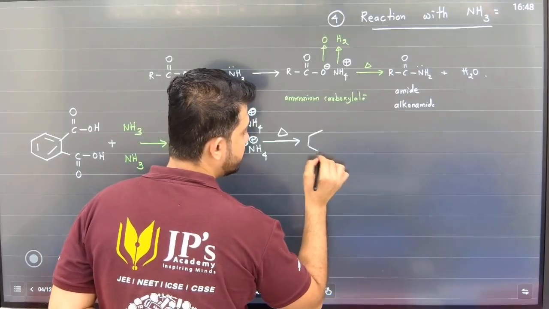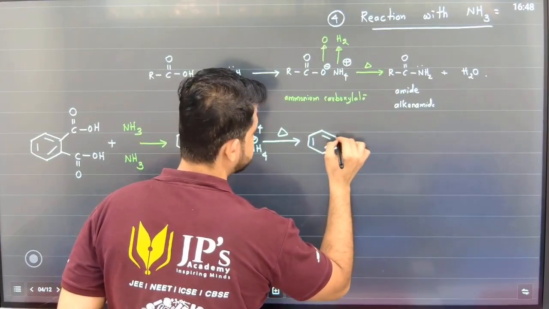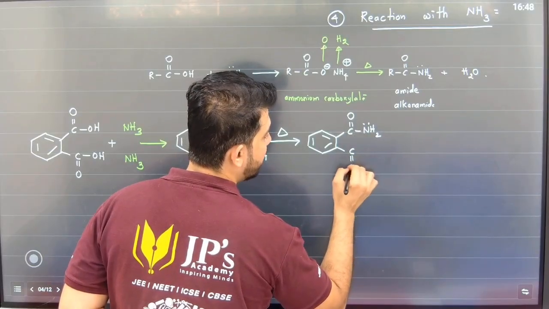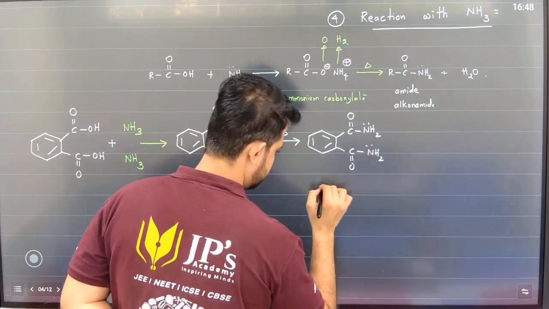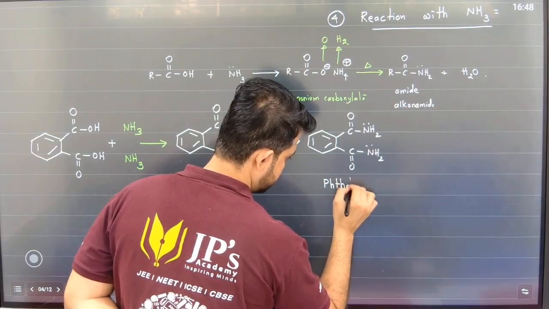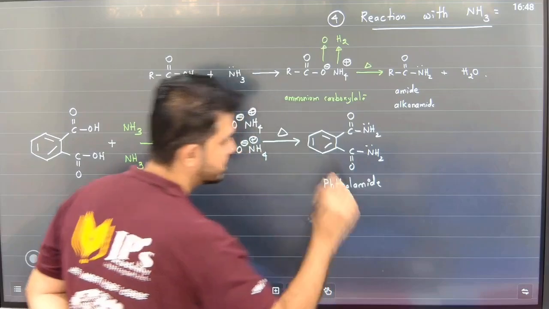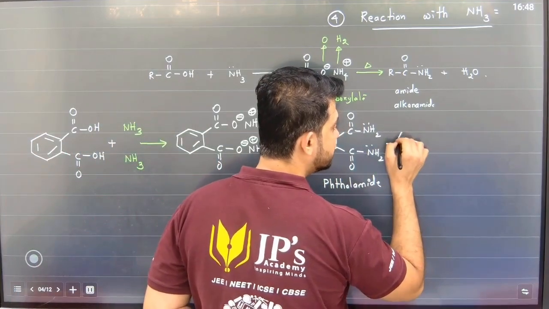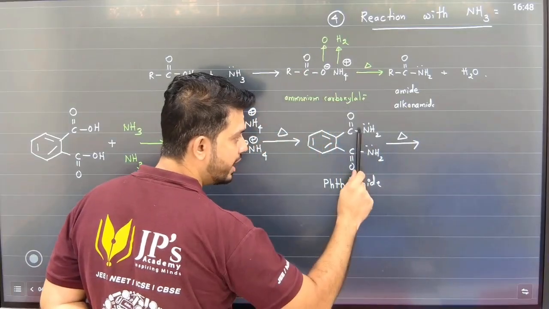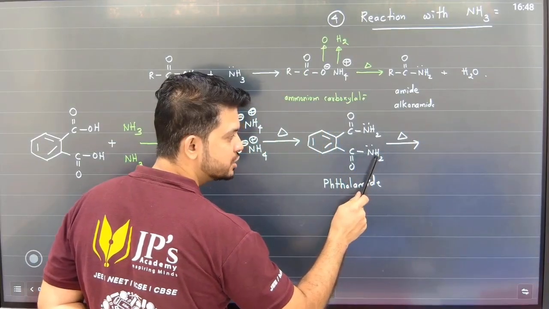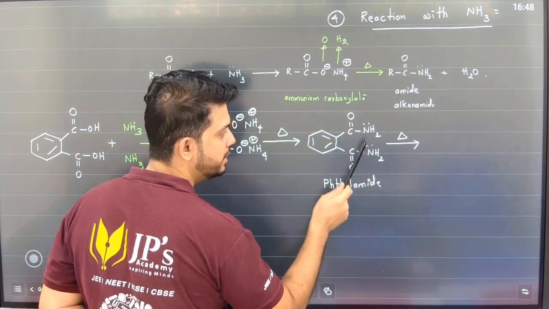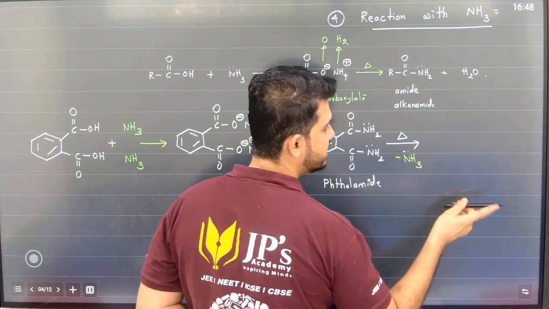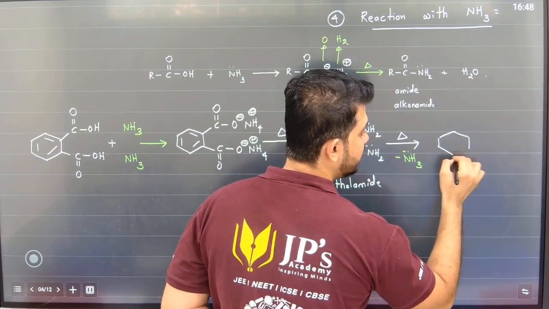So what we get over here is phthalamide. I repeat, what we get over here is phthalamide. Now students, phthalamide on further heating, we remove NH2 and 1H from here, NH3. I repeat, NH2 and 1H from here, and what we get is phthalimide.